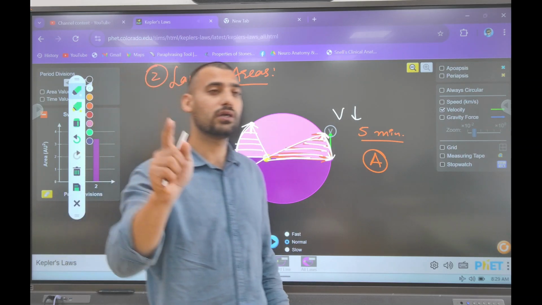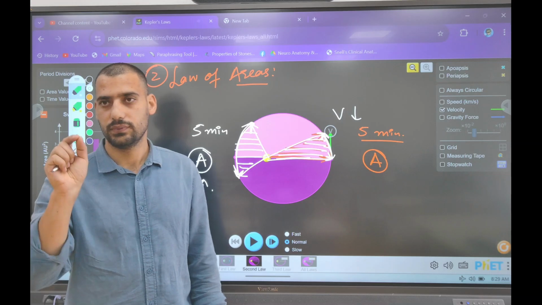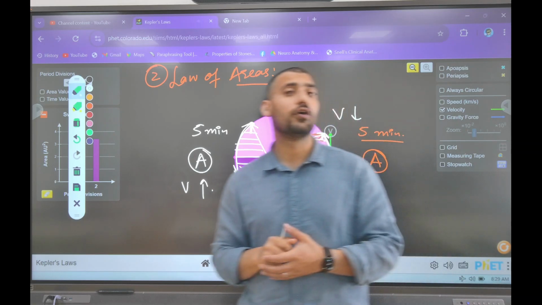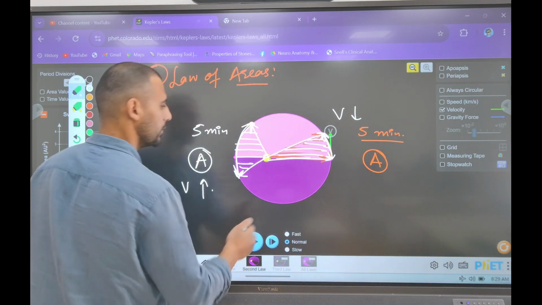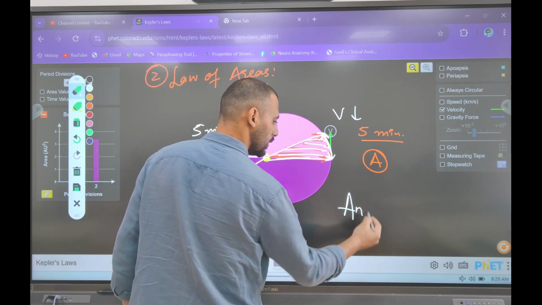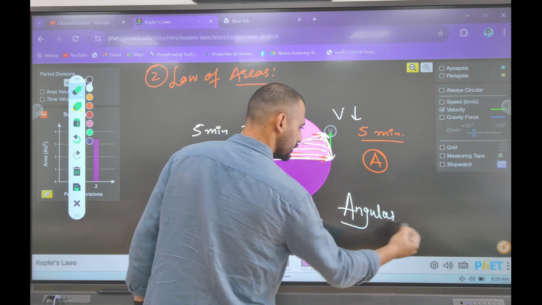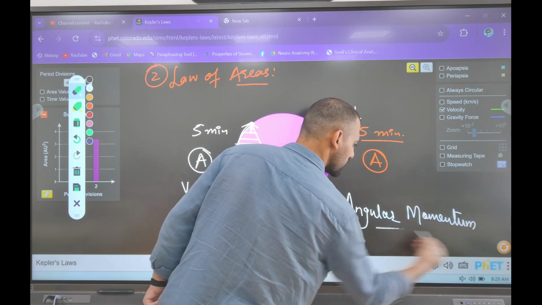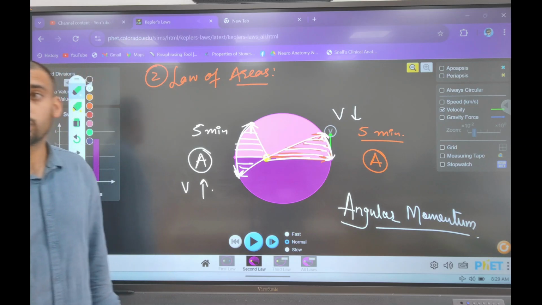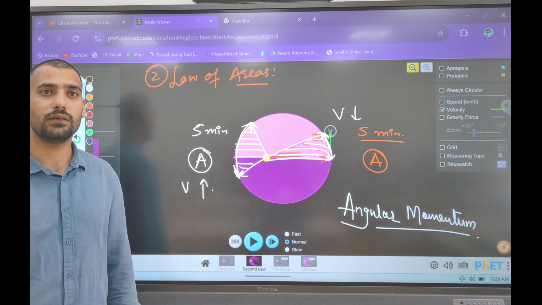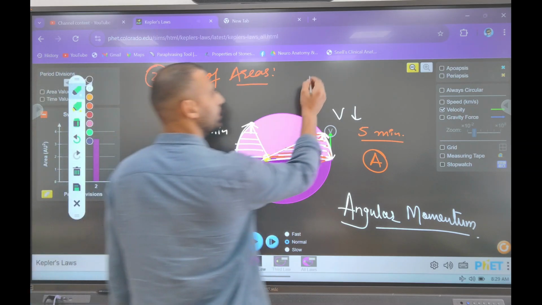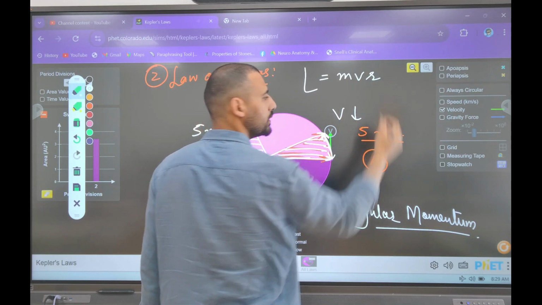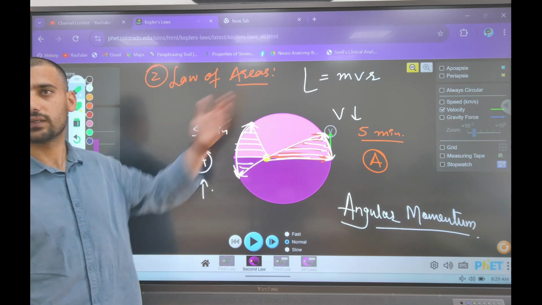This law is in accordance with the law of conservation of angular momentum. Do you know what is angular momentum? See, the equation for angular momentum is this. L is equal to mass into velocity times the distance. Okay? Now see what is happening.